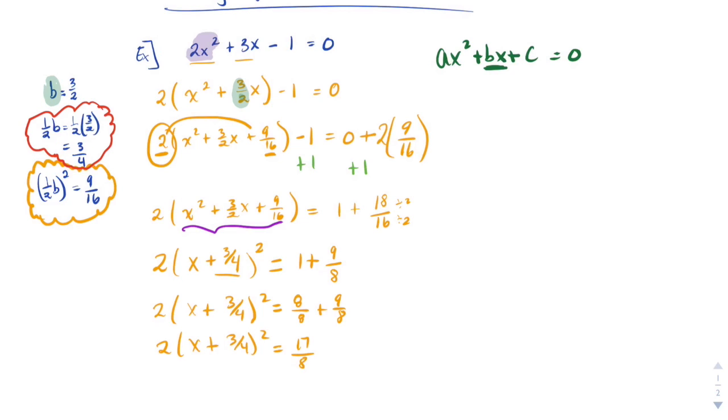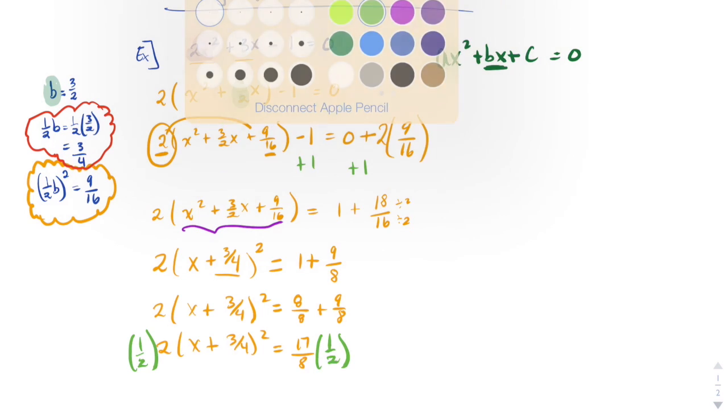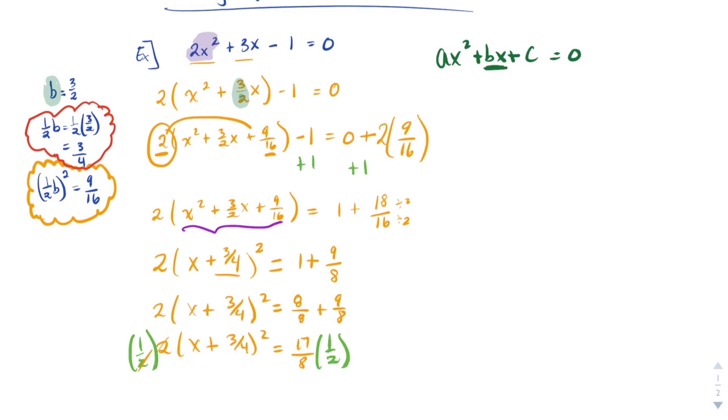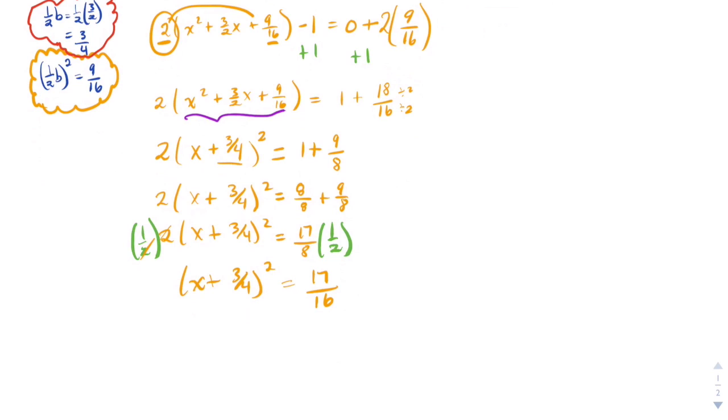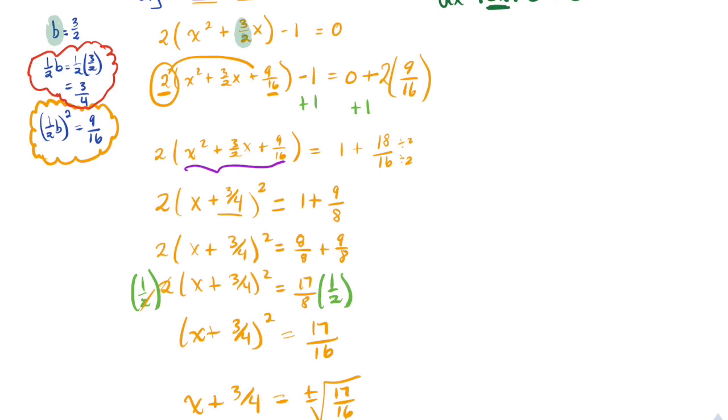And now I need to get rid of this 2, so I'm going to multiply both sides by 1/2. And this is going to cancel out, so I'm left with x plus 3 over 4 to the second power equals 17 over 16. Now I'm going to take the square root of both sides, so I'm going to end up with x plus 3 over 4 equals, plus or minus, don't forget, the square root of 17 over 16.